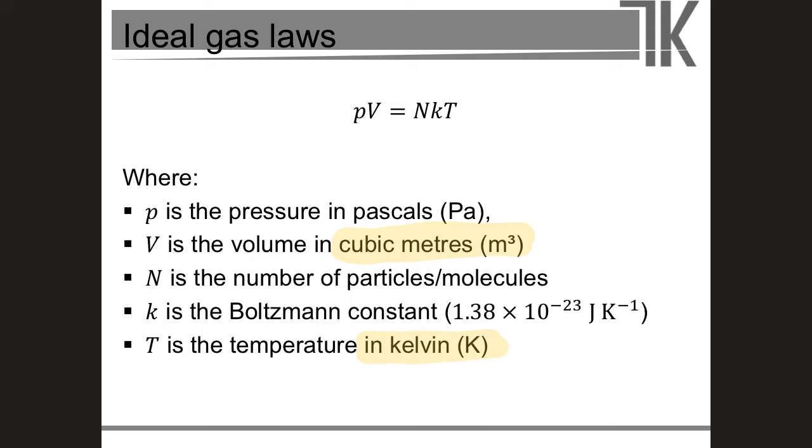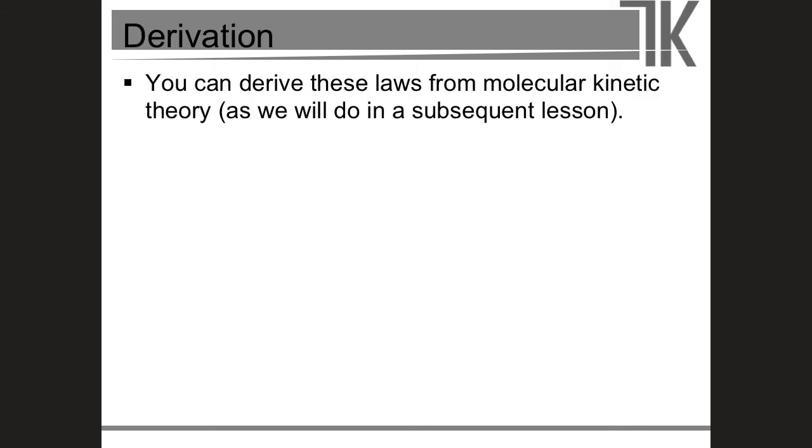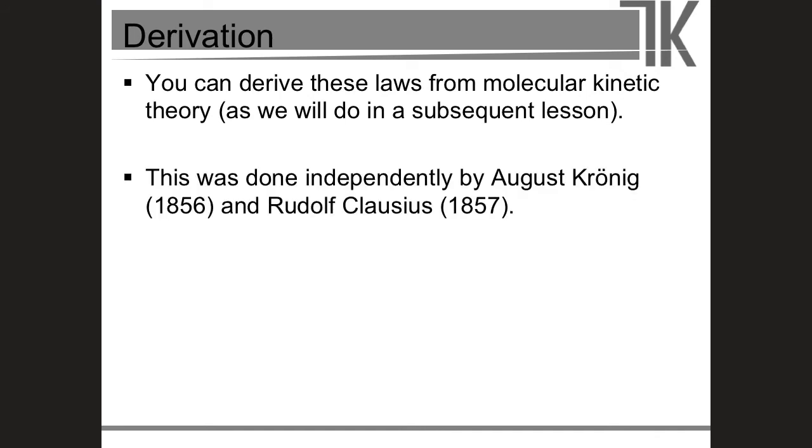And then K is a different constant. It's the Boltzmann constant, 1.38 times 10 to the minus 23 joules per Kelvin, and this is given on your data sheet. So now would be a good time to pause the video and write down what you'd like for this ideal gas law. So you can derive these laws from molecular kinetic theory, which we'll do in a subsequent lesson. And that derivation was actually done independently by two different people, one in 1856 and one in 1857.